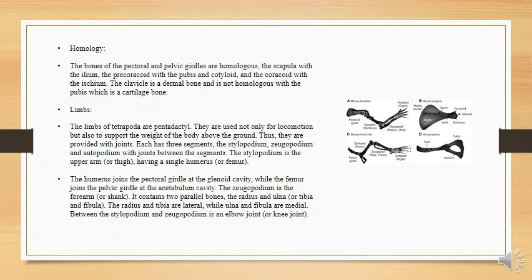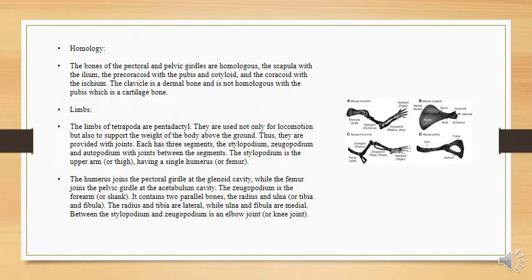Now, limbs. The limbs of tetrapoda are pentadactyl. They are used not only for locomotion but also to support the weight of the body above the ground. Thus, they are provided with joints. Each has three segments: the stylopodium, zygopodium, and autopodium, with joints between the segments.